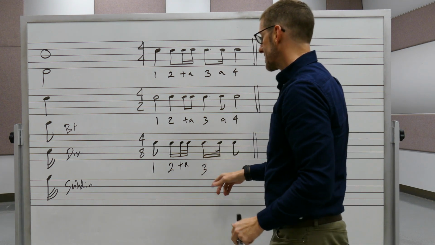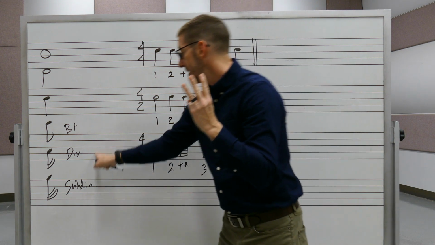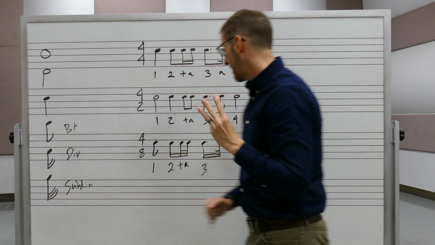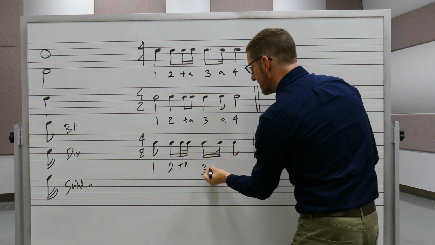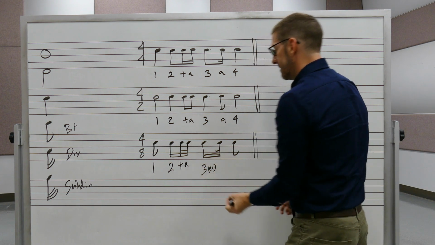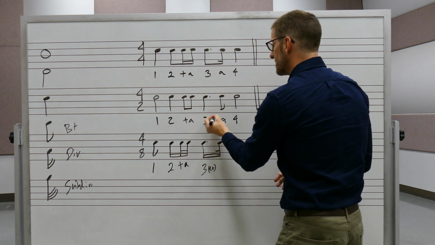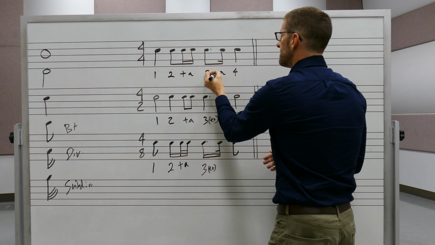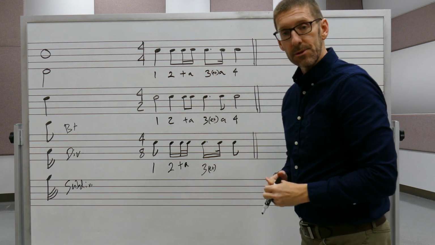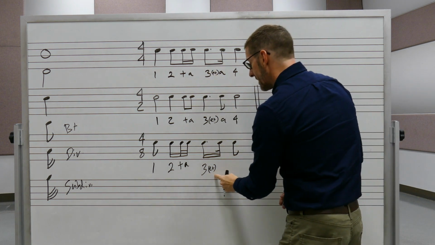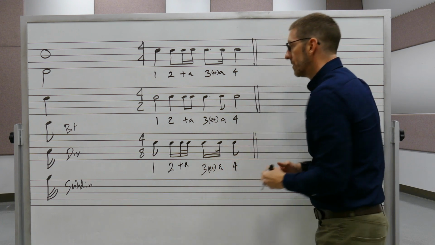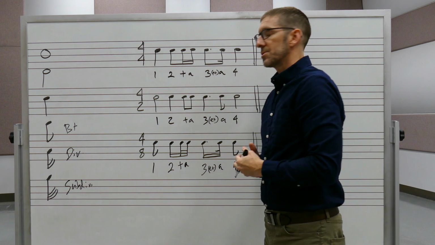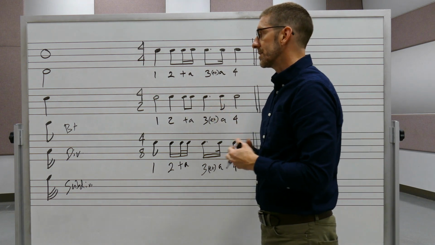Dotted 16th is equal to 3 32nds. The next smaller value, 3 e and a. So this is 3 e and. You can always use these parentheses anywhere you need to help keep track. 3 e and, last one is a, next beat, 4. So that's how you shift between different time values for the meter beat.